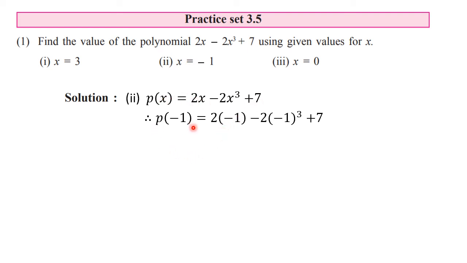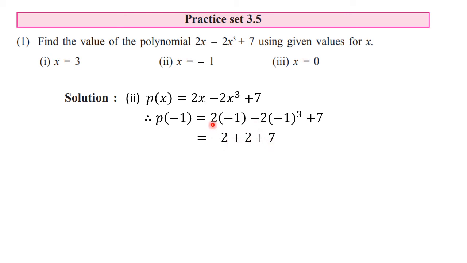So p of minus 1 is equal to 2 into minus 1. Always write in brackets if you have a negative sign. Then minus 2 into minus 1 cube and plus 7 as it is. The first one is very easy, so you can solve it as homework by using the similar steps which you can see here. Now see, 2 into minus 1 is minus 2 is the answer here. Minus 1 cube is minus 1, and minus 1 into minus 2 you will get plus 2. So minus 2 plus 2 plus 7.